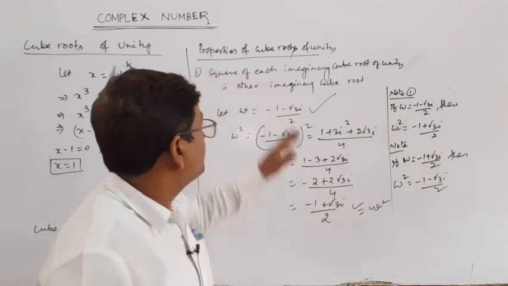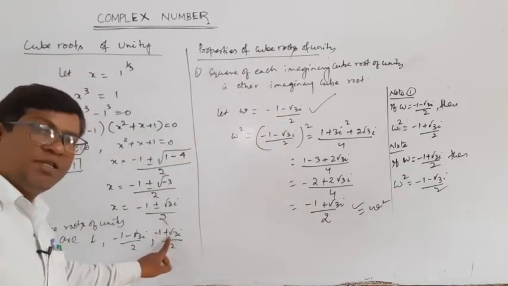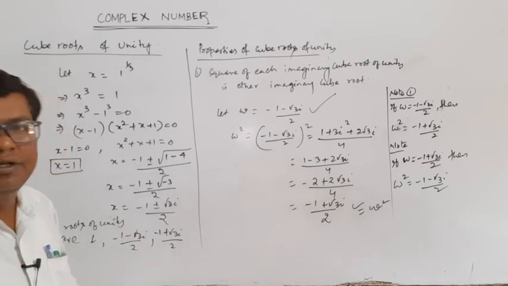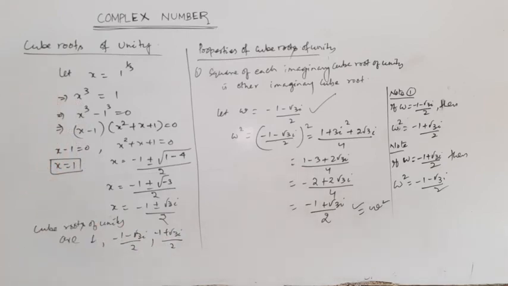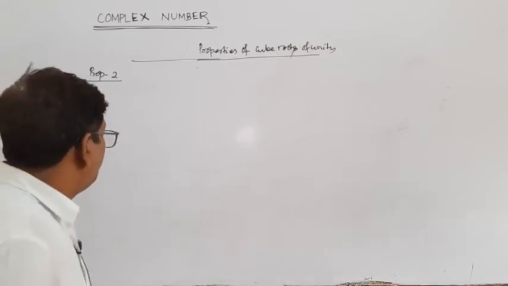You may take this as omega and that as omega square, and the reverse: if this is omega, then that is omega square. Clear? Now property number 2. Property 2: the sum of the cube roots of unity is 0.